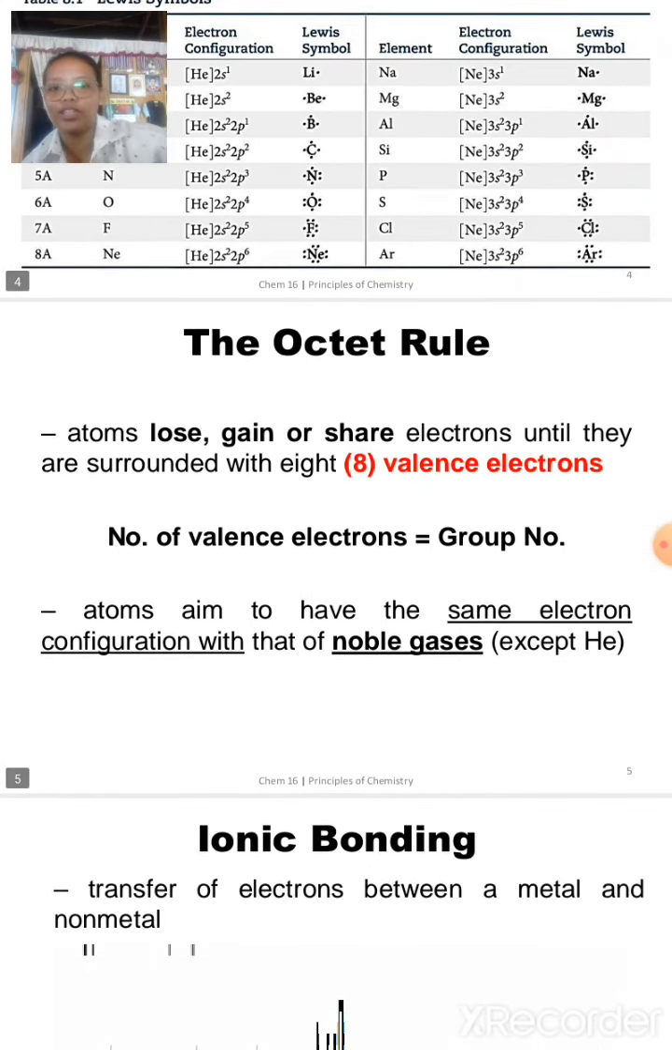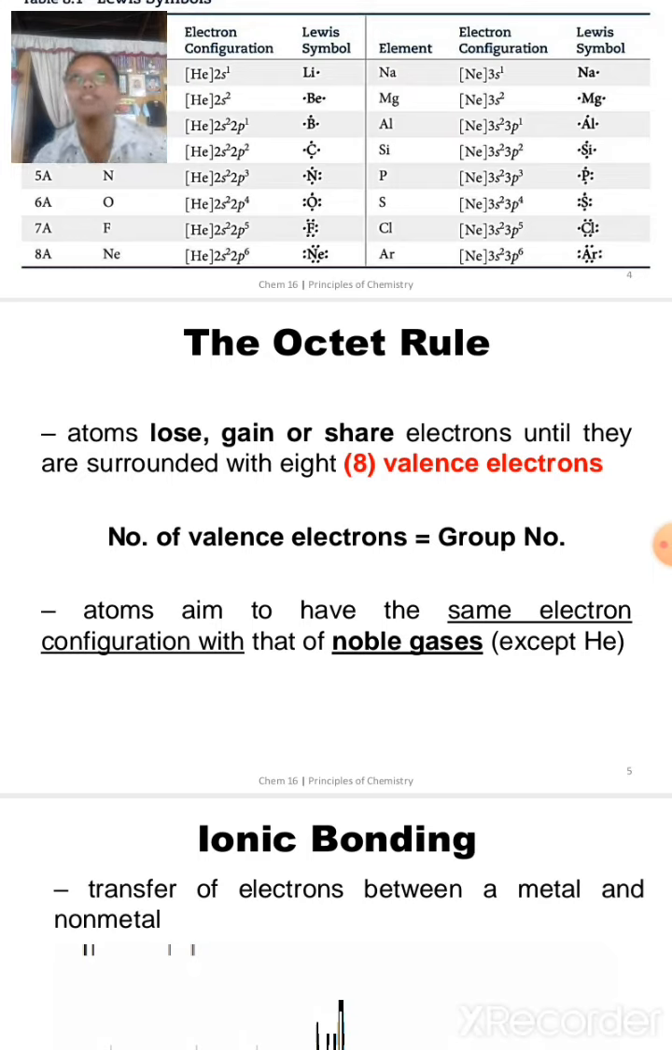And for the octet rule, atoms lose, gain, or share electrons until they are surrounded by 8 valence electrons. Take note, the number of valence electrons is equal to the group number. Atoms aim to have the same electron configuration as that of the noble gases, except helium.